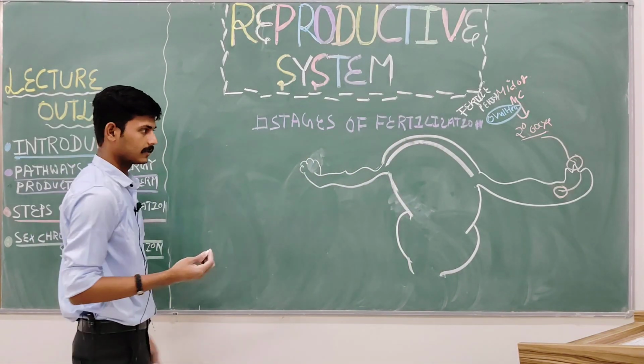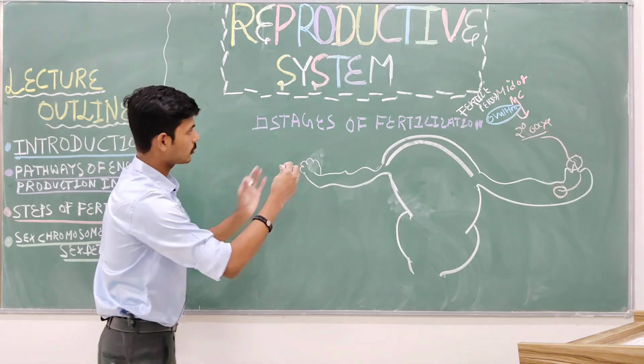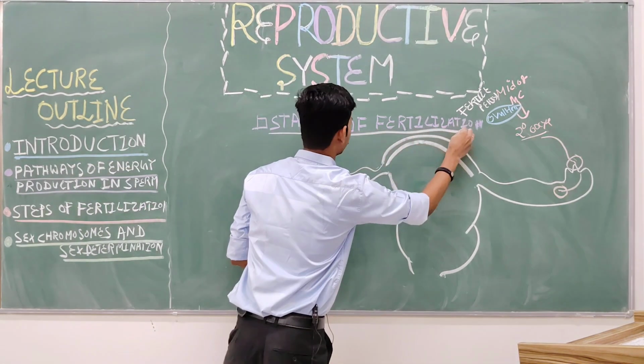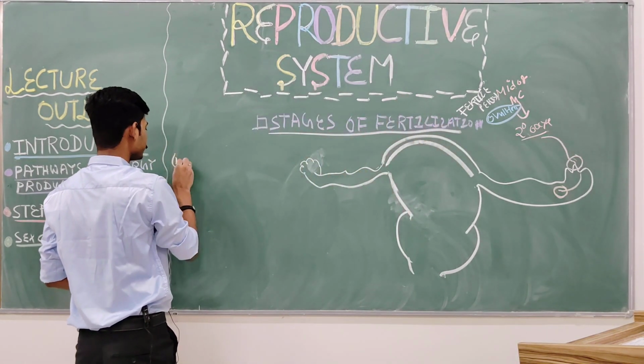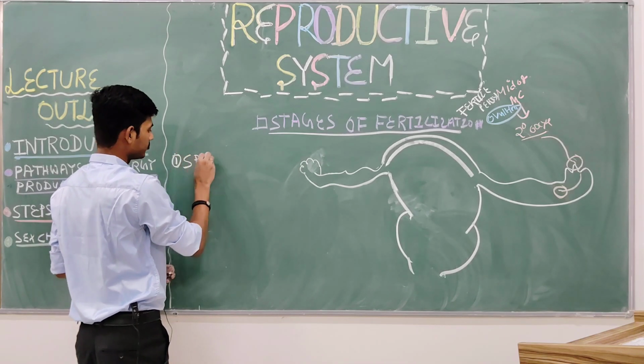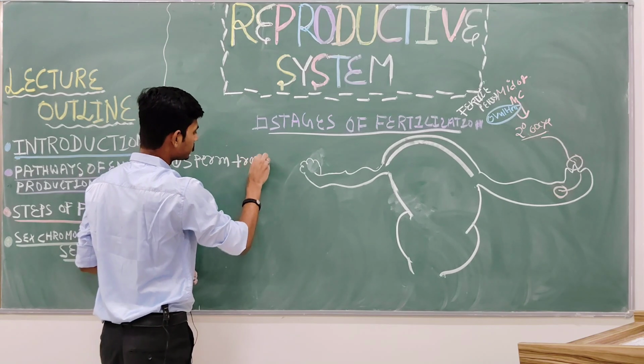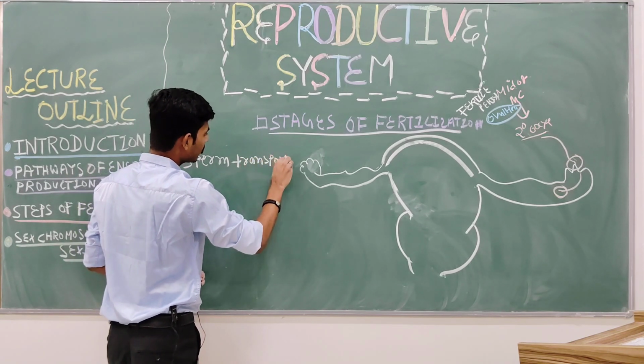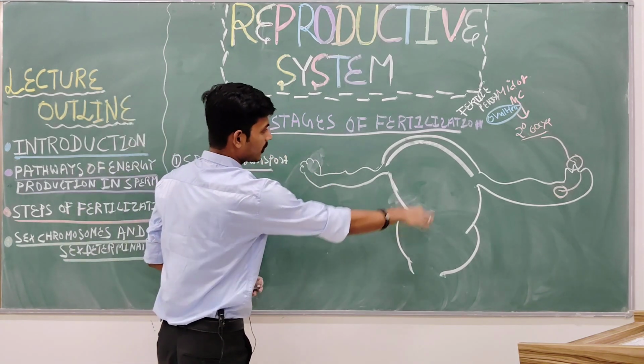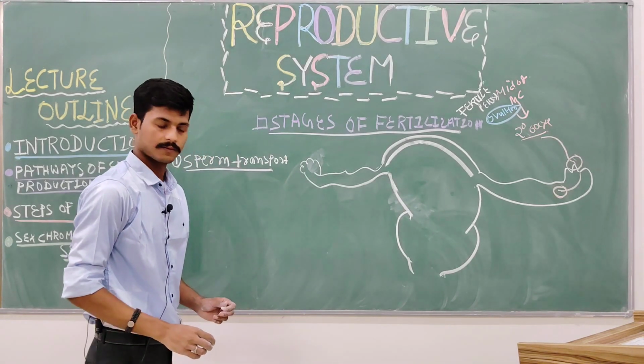I'm starting the stages of the fertilization. The first stage is sperm arrival, or you can say sperm transport. Where? In the female reproductive system. Fine.